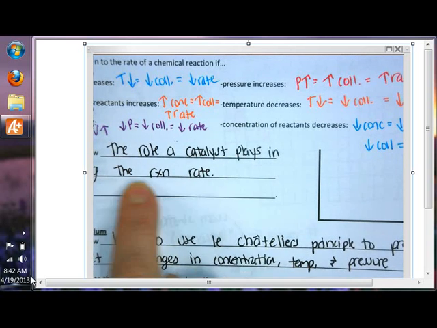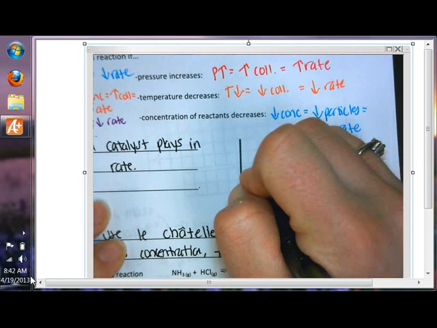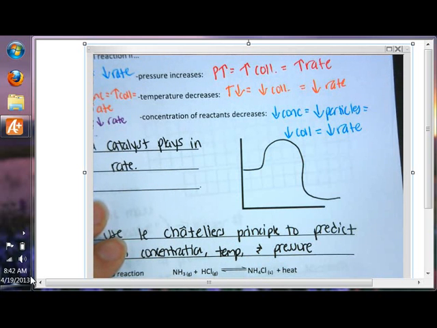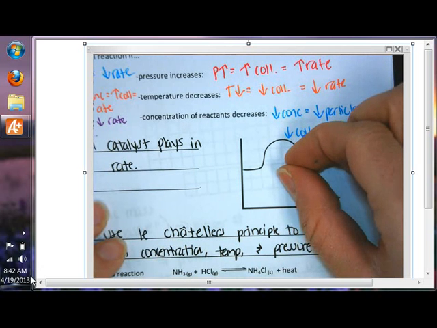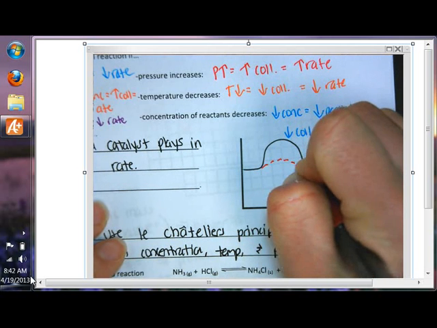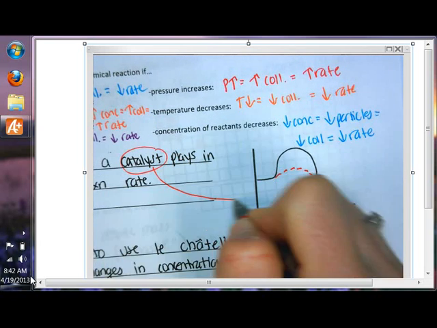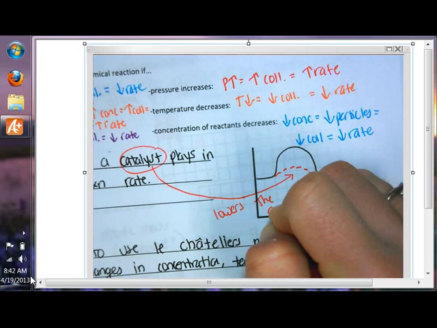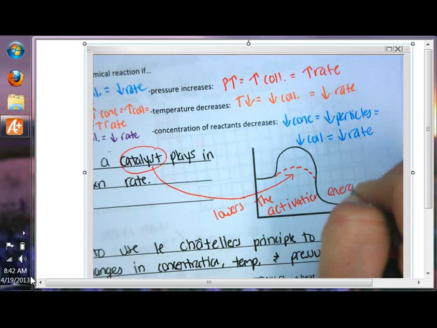Next up, 8C, students know the role a catalyst plays in increasing the rate of a reaction. So I'm going to draw in my graph that I'm going to use. And let's just draw in what a catalyst does. You know a catalyst lowers the activation energy. That's how it speeds up the rate. So I am just going to draw in like so. That's what a catalyst does. I'm going to point to it, and I'm going to say lowers the activation energy.